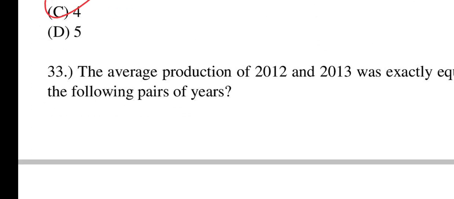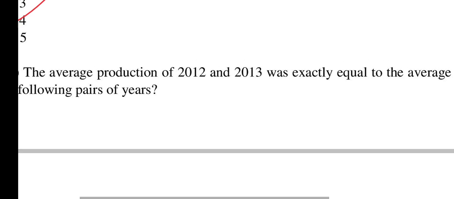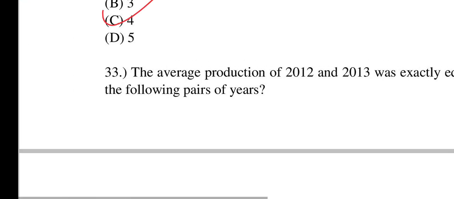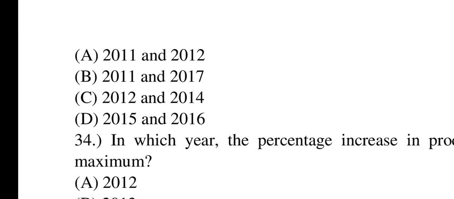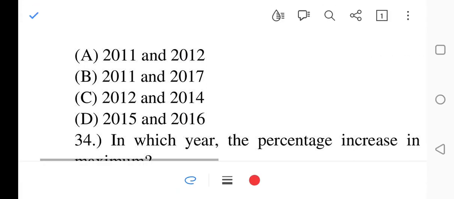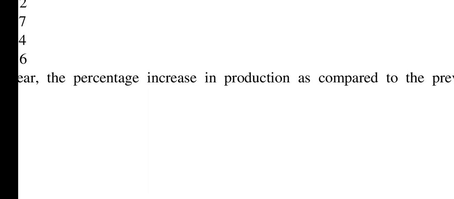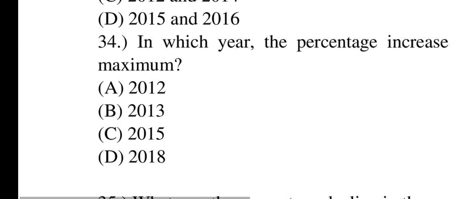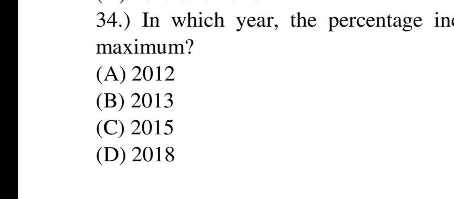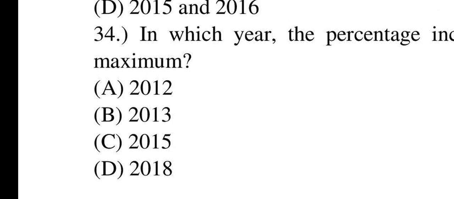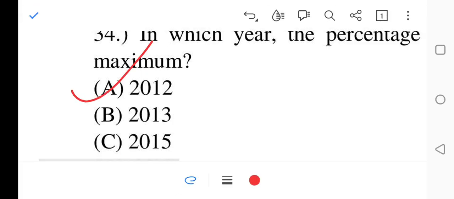Question 33 is saying the average production of 2012 and 2013 was exactly equal to the average production of which of the following pairs of years? A, B, C, D: 2011 and 2012, 2011 and 2017, 2012 and 2014, 2015 and 2016. For 33, number B will be correct, 2011 and 2017. Okay, 34 is saying in which year the percentage increase in production as compared to the previous year was maximum? 2012, 2013, 2015, 2018. For 34, number A will be correct, 2012.